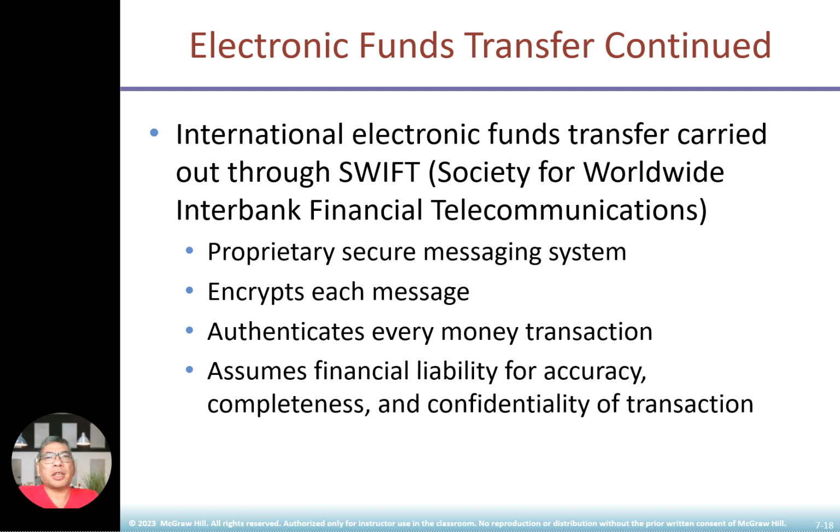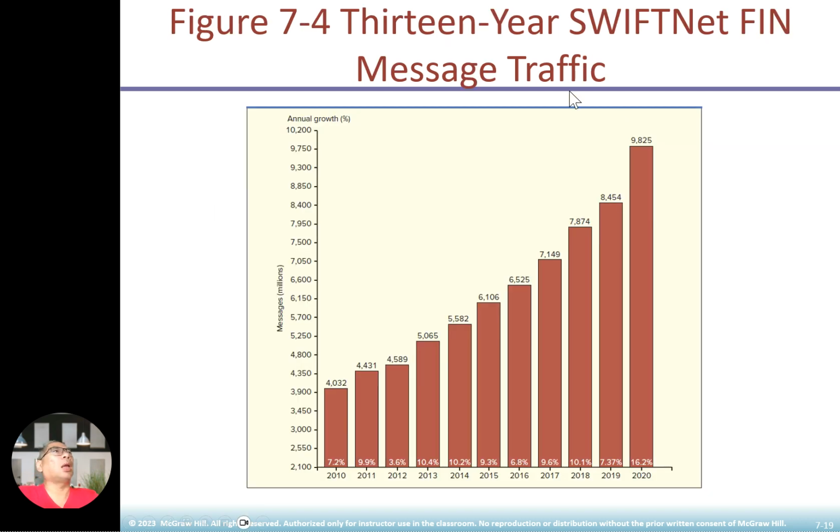China has their own system as well, but 80% of the banking system is done through the SWIFT system at the moment. Here is 13 years of SwiftNet internet message traffic, to give you an idea of what's going on here. Okay, the SWIFT system.